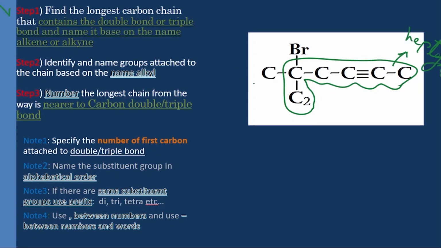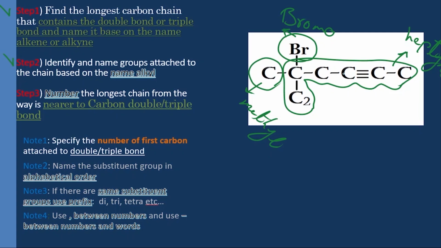In step 2, we have to find the name of the substituent groups. Here we have a carbon, and we know the name of one carbon as an alkyl is methyl, and we have a Br here. We know that the name of Br as a functional group or substituent group is bromo. Okay, step 2 is done too.